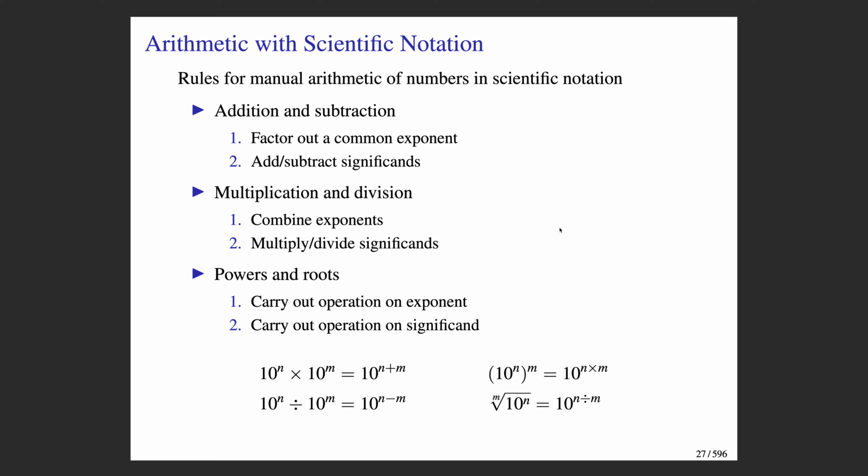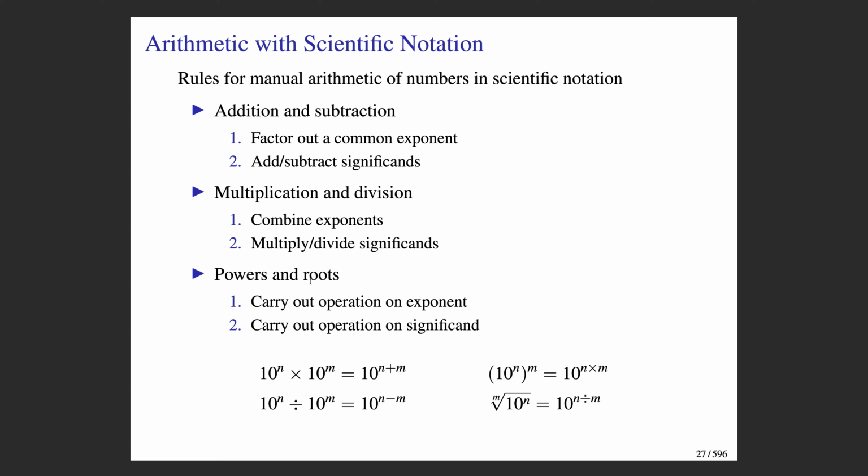Next, we want to be able to do calculations in scientific notation, and later we'll also add to that doing calculations with significant figures. So on this slide, I have listed out different rules for manually combining numbers in scientific notation. When you're adding and subtracting, you typically need to factor out a common exponent and then add or subtract the significands. When you're multiplying and dividing, it's a little bit easier. You need to combine the exponents according to these rules here, the multiplication and division rule for exponents, and then you just do the same thing to the significands.